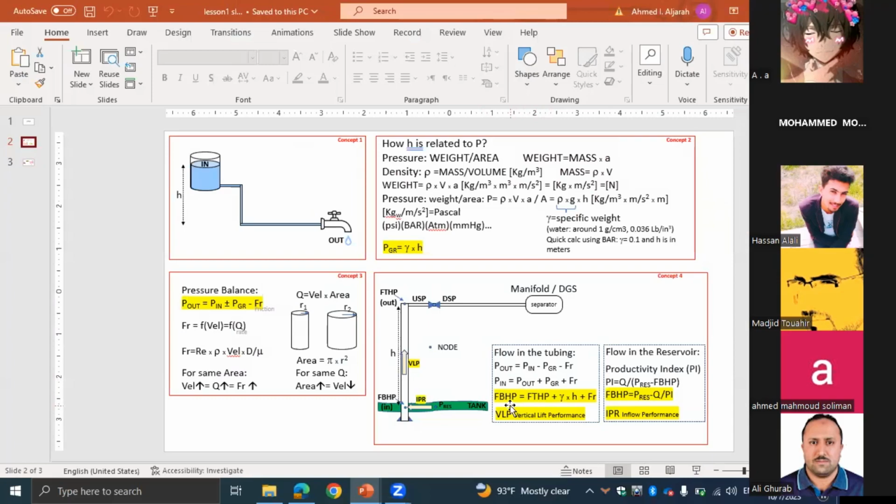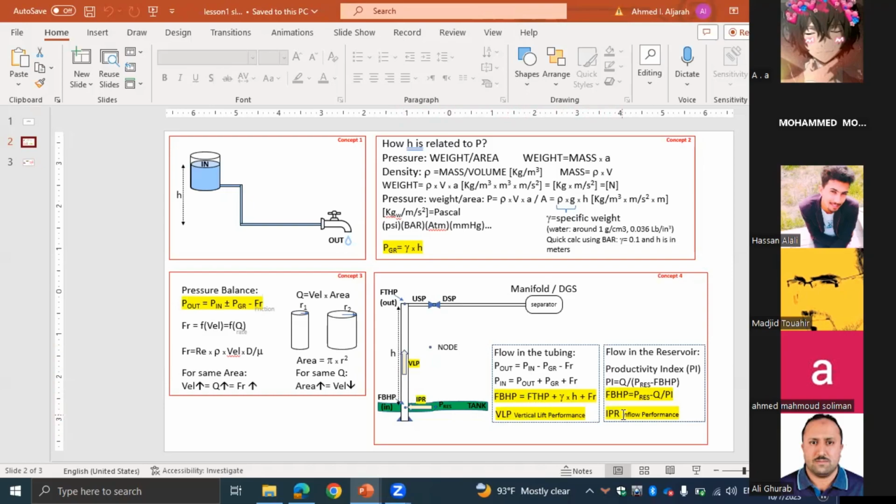So this is the equation for vertical lift performance: flowing bottom hole pressure equals the flowing tubing head pressure. The tubing head pressure is the gauge pressure at the surface. It's equal to the choke, which is calculated. So flowing tubing head pressure plus mu multiplied by h. H is the height of the reservoir. Mu is the specification of the fluid, plus the friction factor. The friction factor is the pressure loss along the tubing.